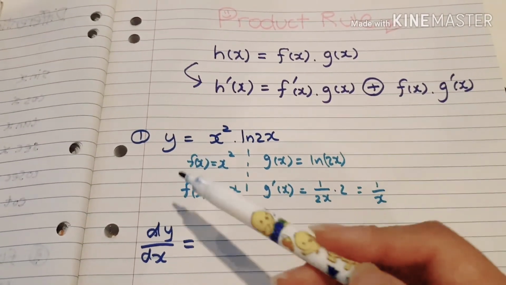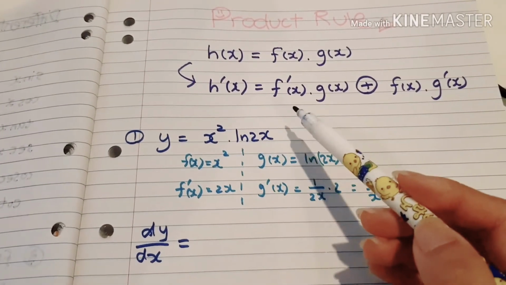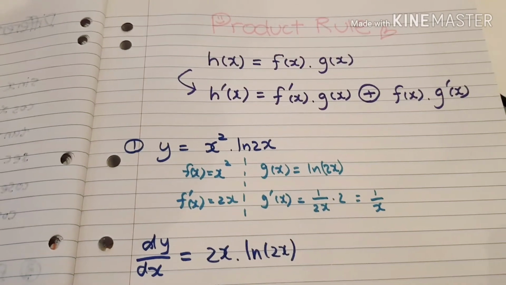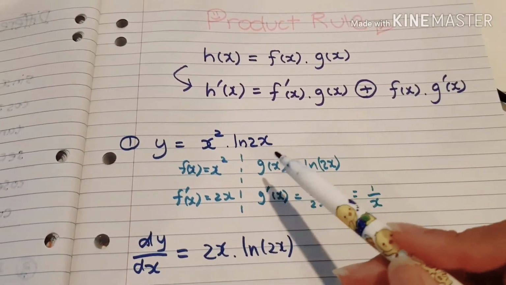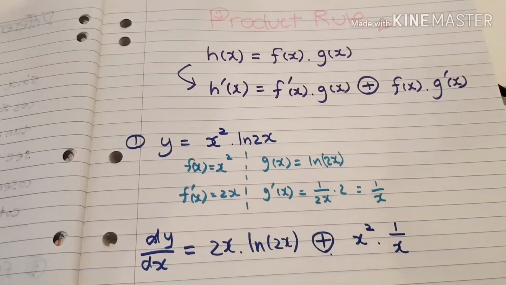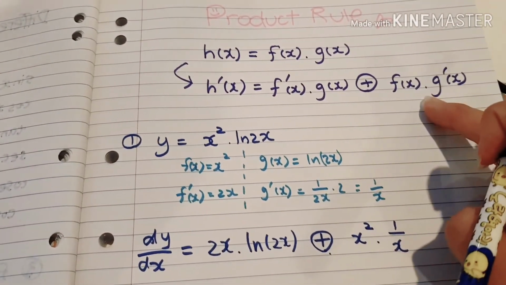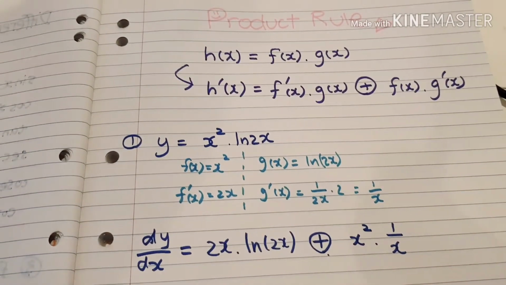Obviously I'm differentiating y, so it's going to be dy over dx. The first one is f dash x, which is 2x, times g(x), which is ln 2x, plus f(x), x squared, times g dash, which is 1 over x. Okay, let's simplify.